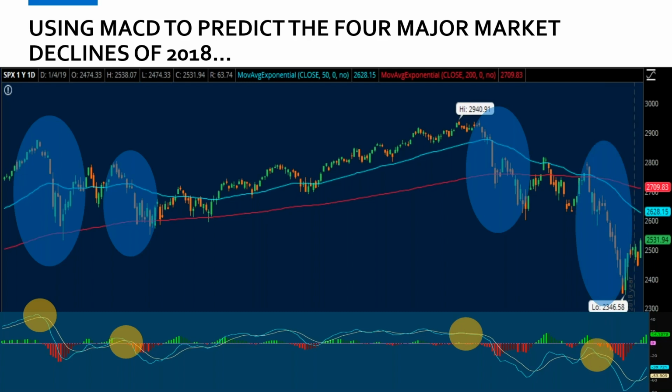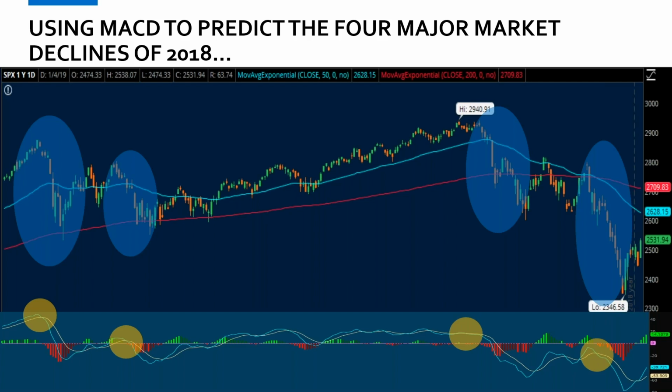So this particular momentum indicator, the MACD, gave us warning on all four of these market sell-offs. And had we used this, we could have either gotten out of the market before the sell-off occurred, or we could have used strategies to capitalize on the move down. We could have bought put options. We could have shorted futures indices.